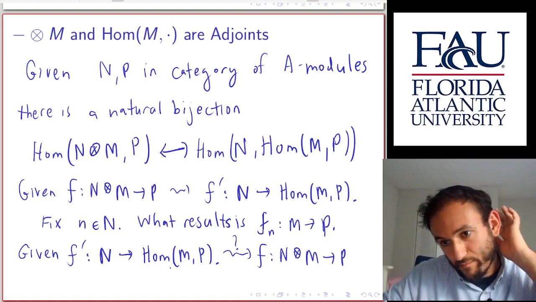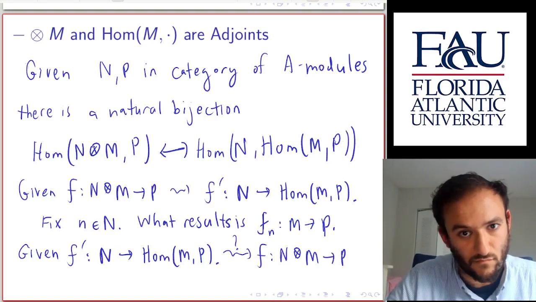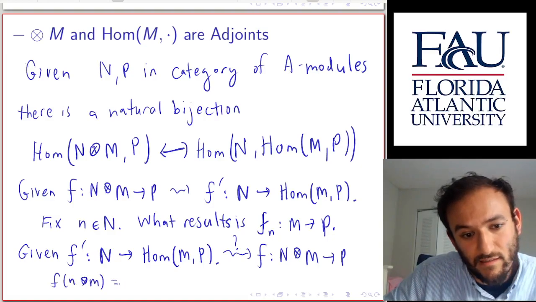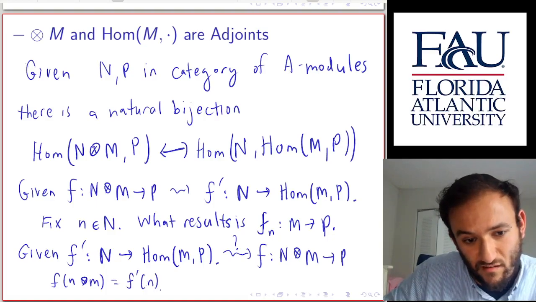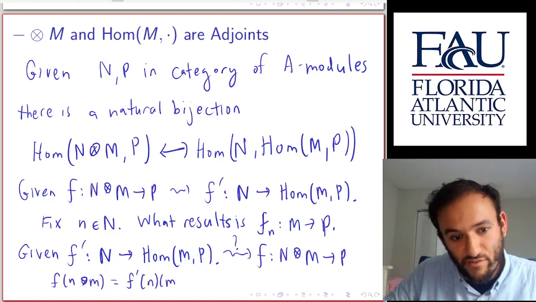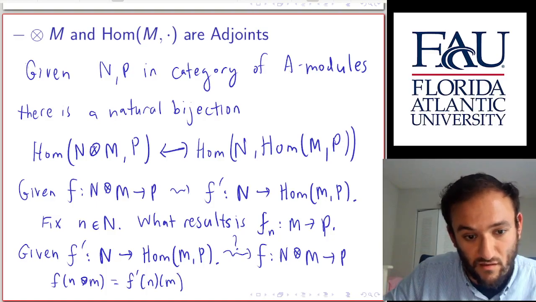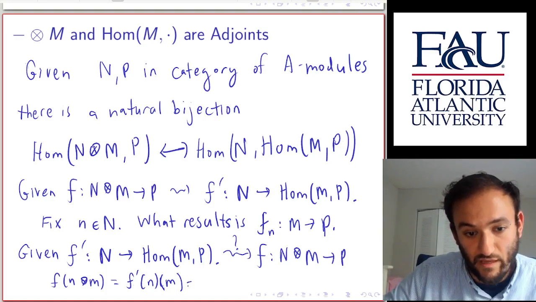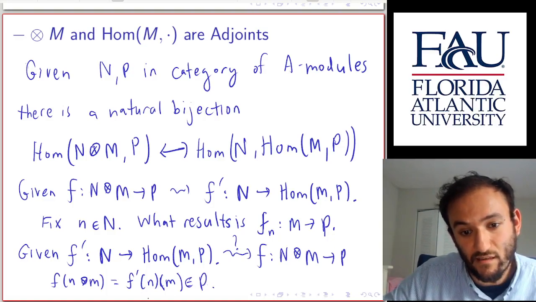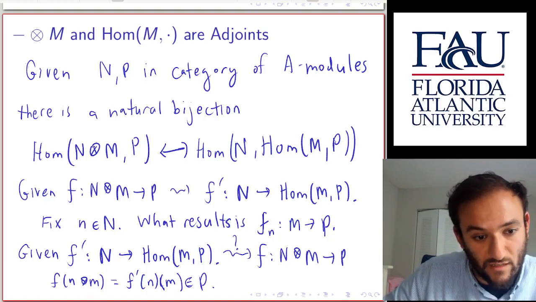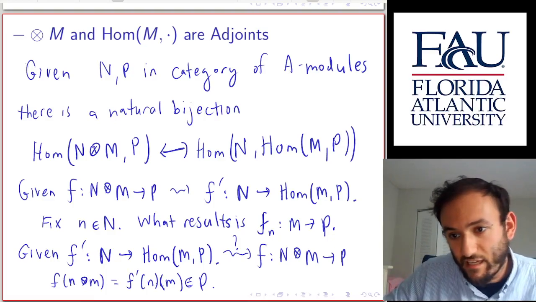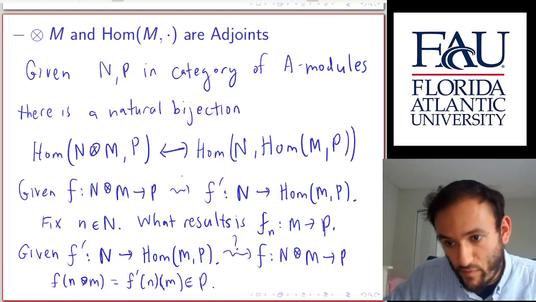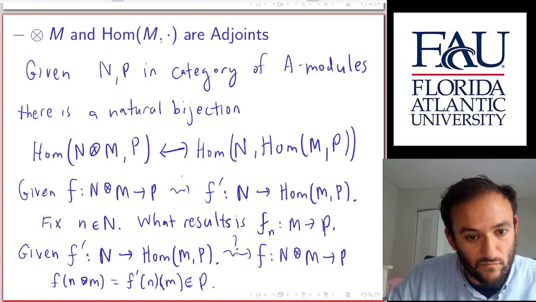The way you would do that would be to define F of n tensor M as simply F prime of n, so that's a map from N to the homomorphisms from M to P, and then apply that homomorphism to M. So this should be in P. That's a way to define F on this tensor product, and by checking A module homomorphisms that everything lines up, this is indeed a valid way to translate back, and these two correspondences compose to give you the identity.